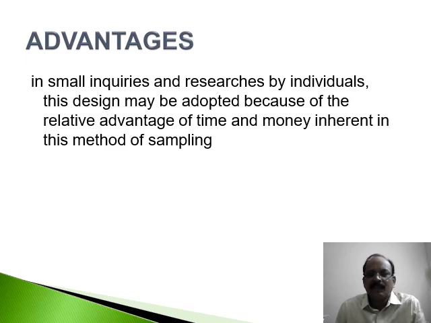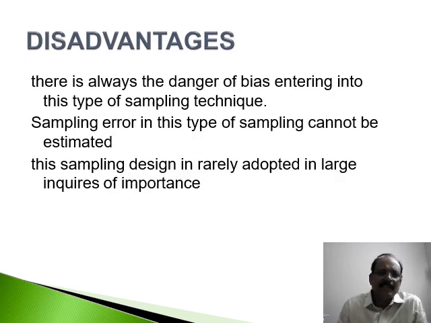But what is the advantage of this? For small inquiries and researches by individuals, this design may be adopted because of the relative advantage of time and also money inherent in this method of sampling. That may be the advantage, but the disadvantage is that there is always a danger of bias entering into this type of sampling technique. Why? Because he deliberately selected the sample, and sampling errors in this type of sampling cannot be estimated. This sampling design is rarely adopted in large inquiries of importance.